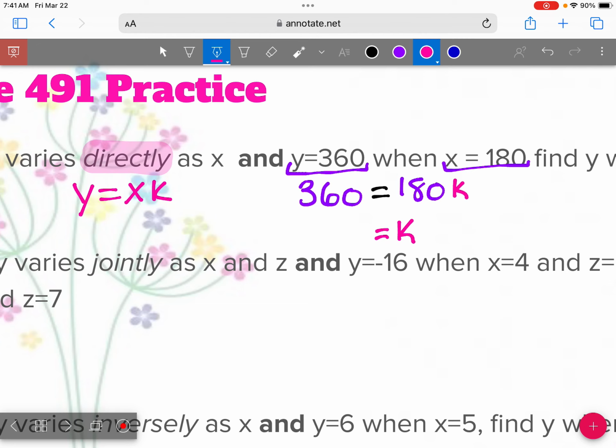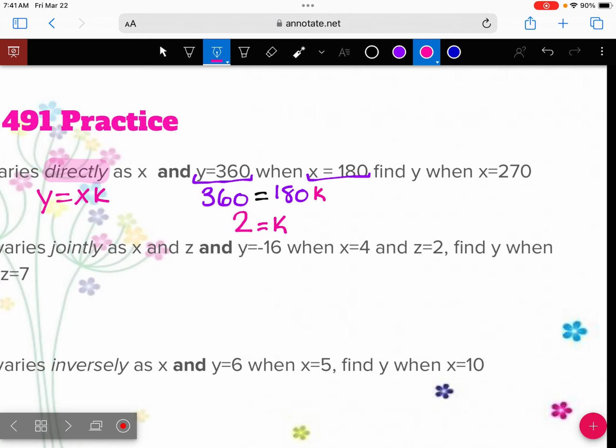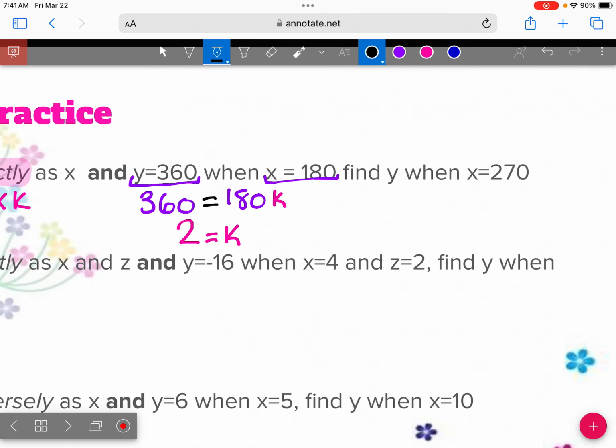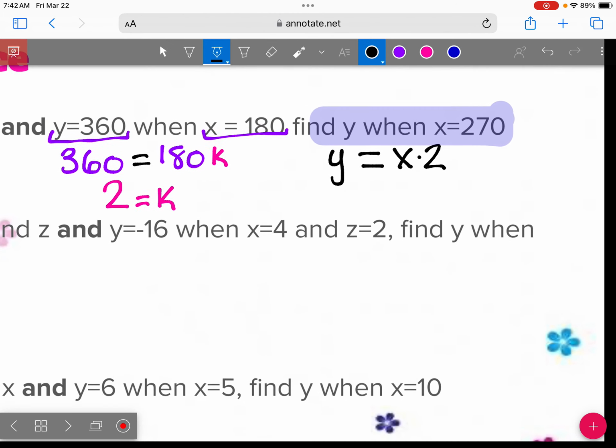It's 2. Divide both sides by 180. 360 divided by 180 gives us 2. So our equation is going to be y equals x times 2, or 2x. So if our question is find y when x is 270, what's y going to be?